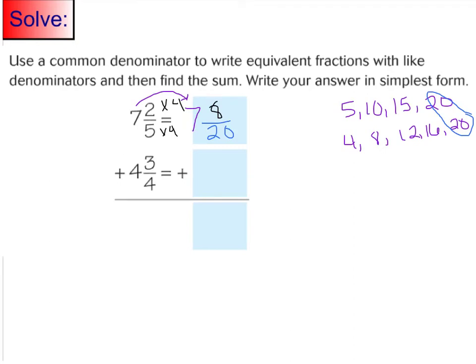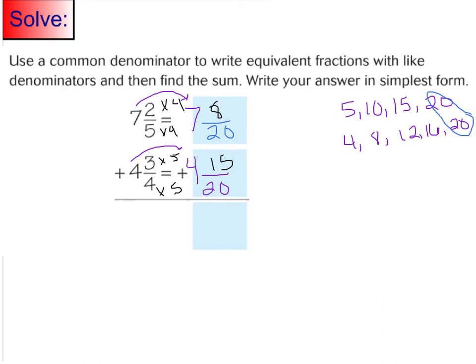Now, 4 and 3/4, I need to change my 3/4 so it has a denominator of 20. Well, 4 times 5 gives me 20, and 3 times 5 gives me 15. So I have 15/20. Now, let me go ahead and bring over my 4 wholes. Now, I have denominators of 20.